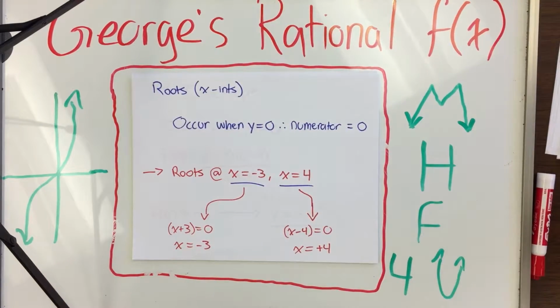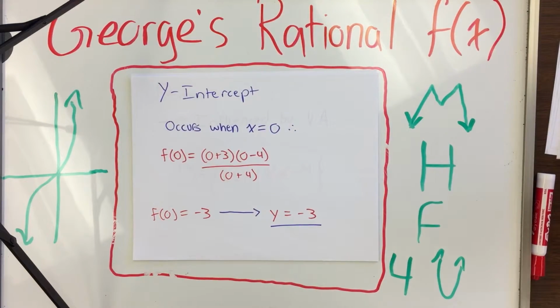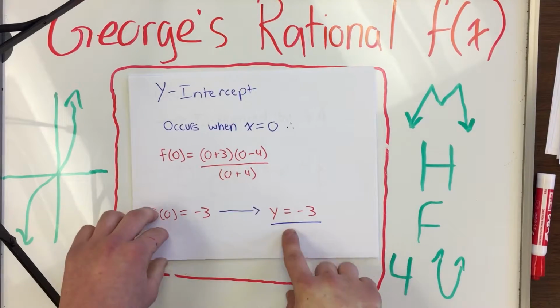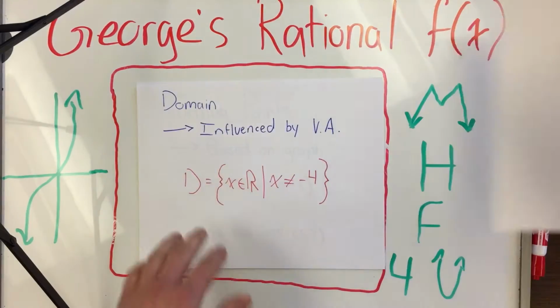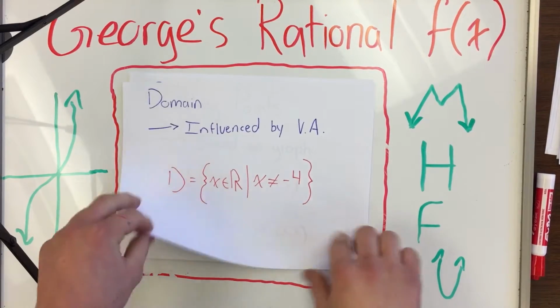Now the roots occur when y equals 0, so the numerator of the function has to equal 0, and these roots occur at x equals -3 and x equals 4. Those are the roots of the quadratic in the numerator. A y-intercept occurs when x equals 0, so you sub 0 in for all values of x and determine that y equals -3. The domain of this function is directly influenced by the vertical asymptotes because those are the only values of x that it doesn't cross, so x is equal to real numbers such that x cannot equal -4.